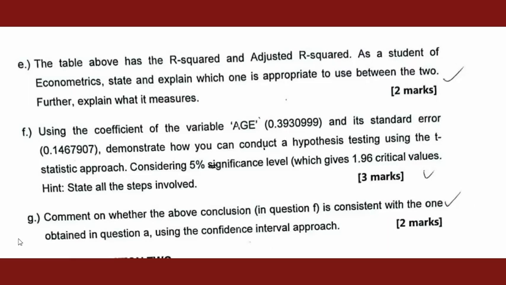Let's go to our sixth one, which is F. Using the coefficient of the variable age and its standard error, let me just be showing you. So this is the coefficient we are talking about. Then this one is the standard error. And the question says, demonstrate how we can conduct hypothesis testing using the t-statistic approach, considering 5% significance level, which gives 1.6 critical values. But we don't have to read that. So let's go on and work on that.